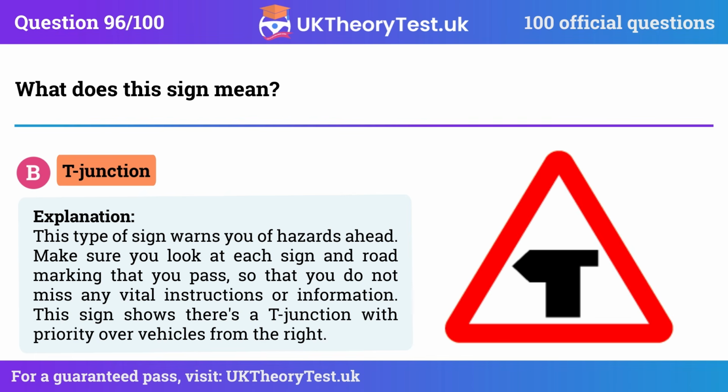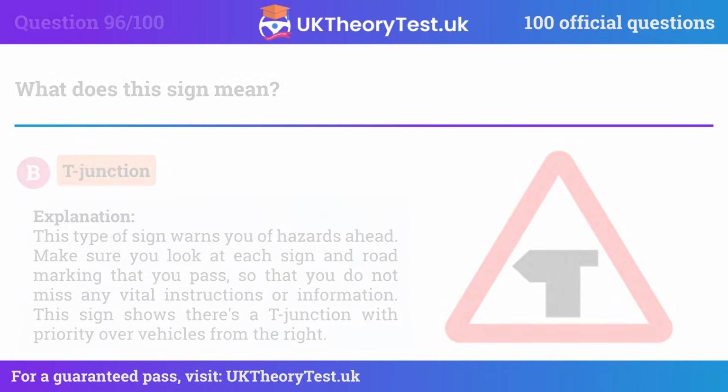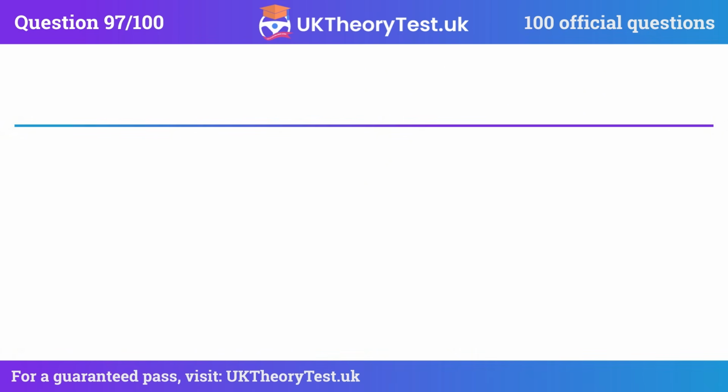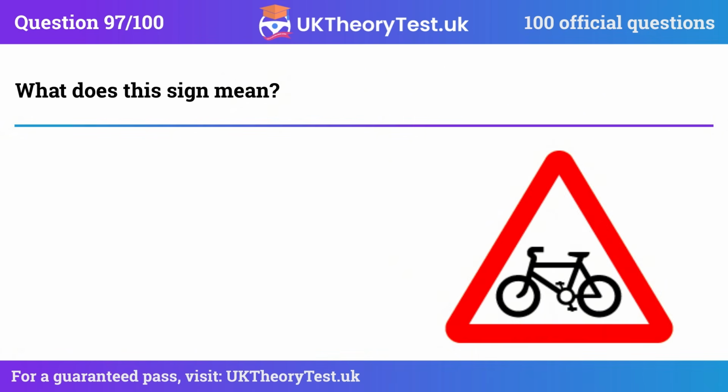Explanation. This type of sign warns you of hazards ahead. Make sure you look at each sign and road marking that you pass, so that you do not miss any vital instructions or information. This sign shows there's a T-junction with priority over vehicles from the right. Question 97. What does this sign mean?